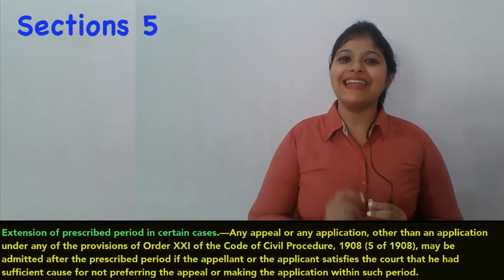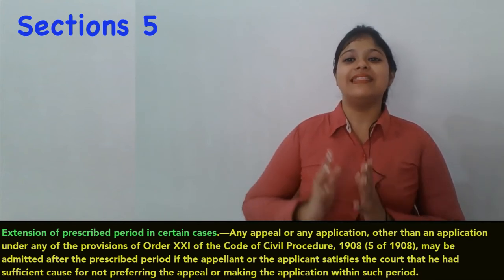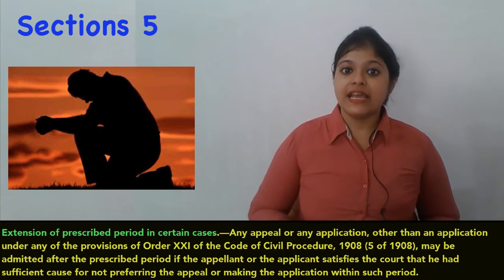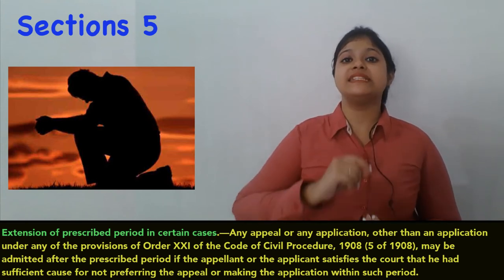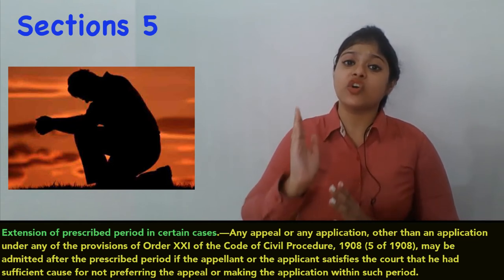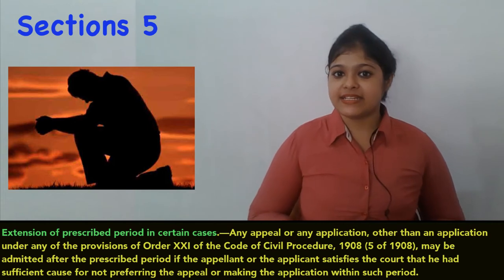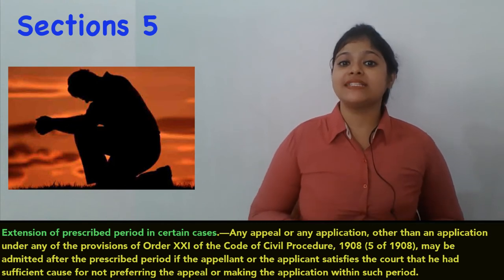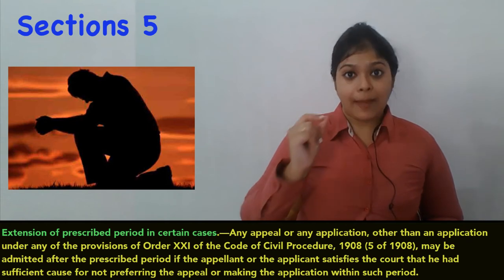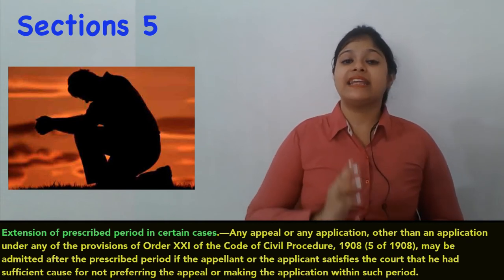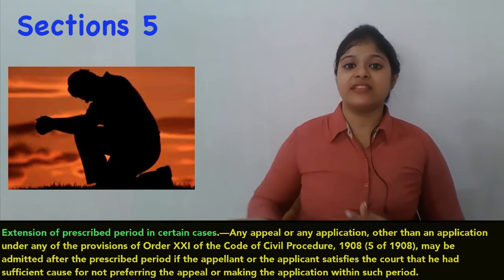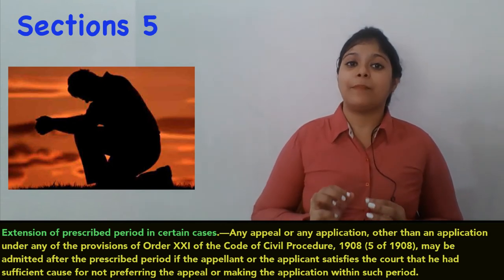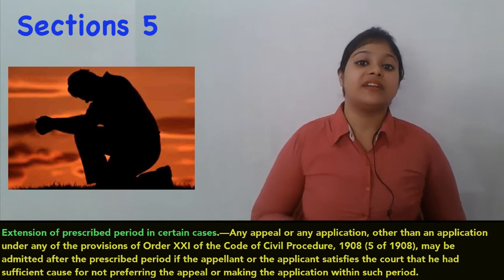Now, if we cannot file an application, suit or appeal within the limitation time, we can seek condonation of our delay. Condonation of delay means requesting for the extension of time in certain cases, provided that there is a sufficient cause for such delay. Section 5 deals with that. Section 5 talks about the extension of the prescribed period in certain cases. It provides that if the applicant or the appellant satisfies the court that there was sufficient cause for not filing the appeal or the application within the prescribed time, such appeal or application can be admitted after the prescribed time as well.